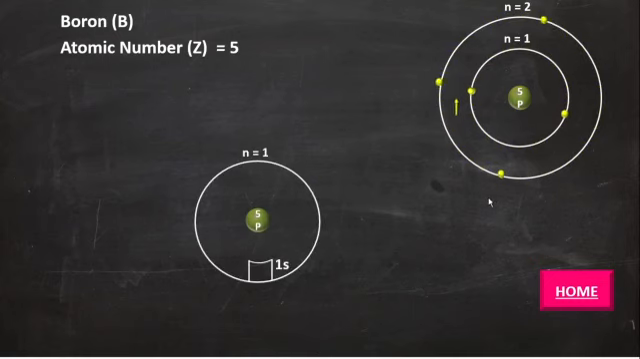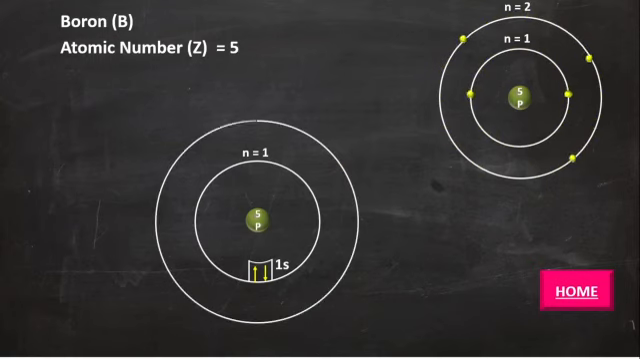1s orbital, first electron occupies it, second electron will pair up. Here I am showing the direction of the arrows in opposite direction, because the spin of the electrons in any orbital is opposite, isn't it? Clockwise and anti-clockwise spin they will possess. Okay, so this is the second orbit, 2s and 2p.